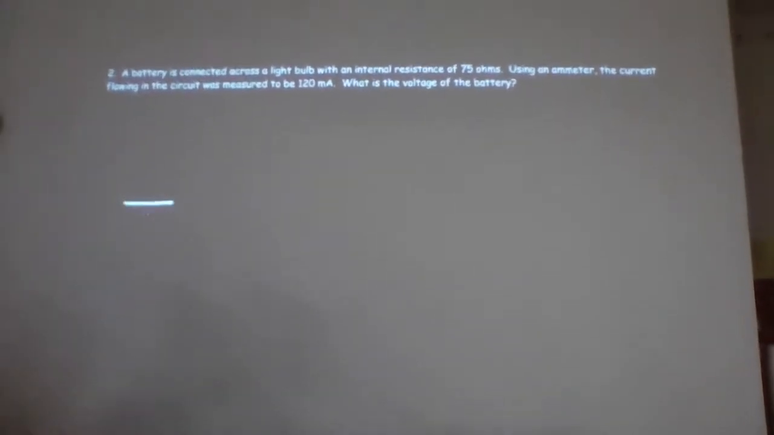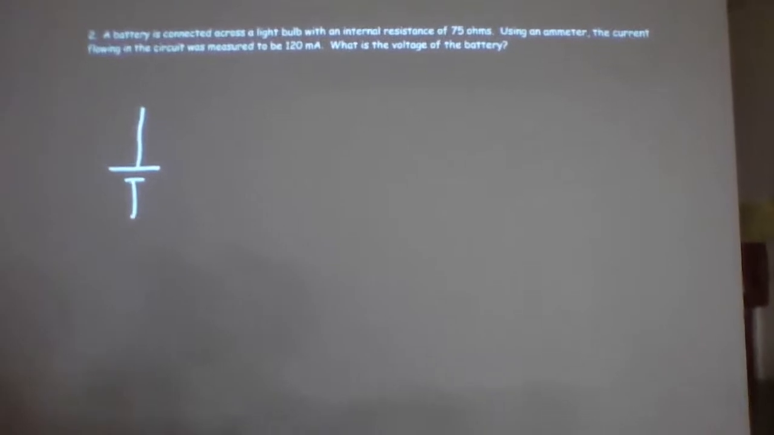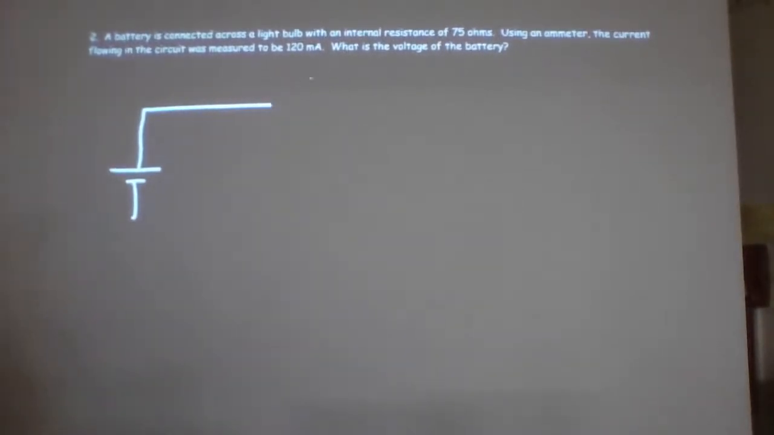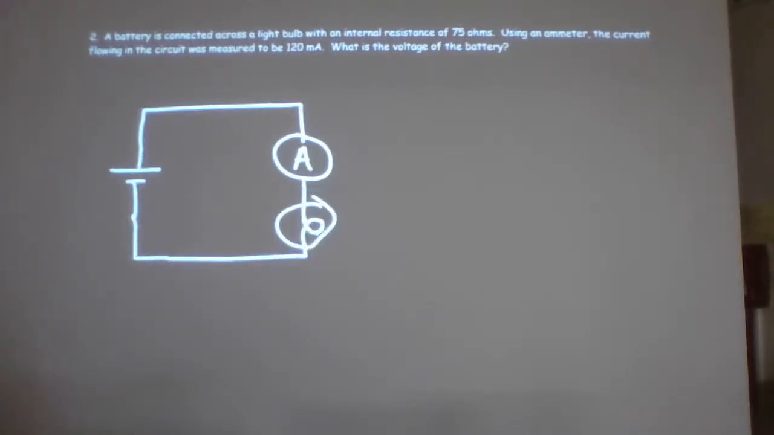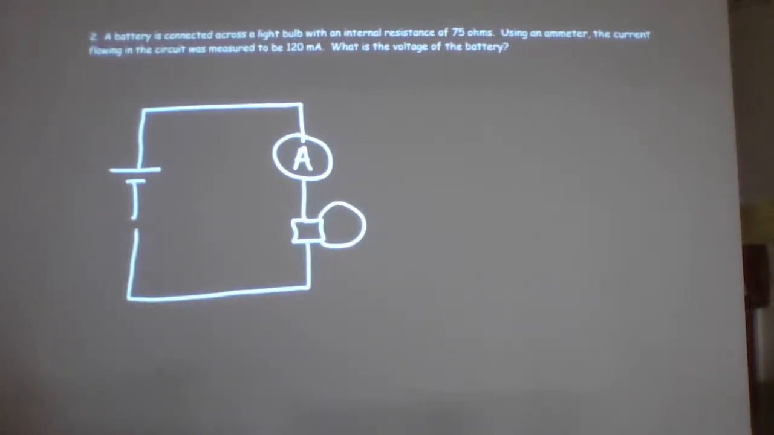Now let's start with the battery. So here's the battery, and here is the ammeter. You can just put an A in a circle, and then let's draw the light bulb, which is one way you can draw the light bulb. Or you can draw a light bulb like this if you want. And let's turn the light bulb on. So what is the voltage of the battery?